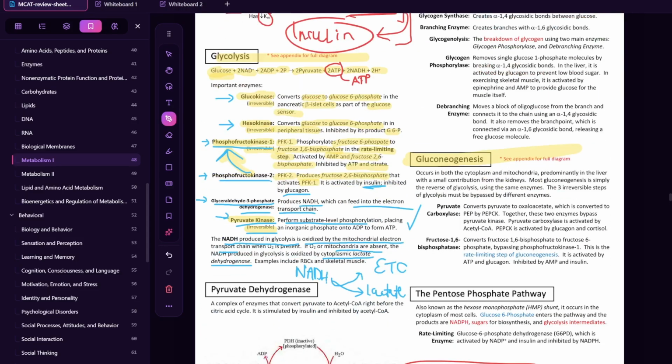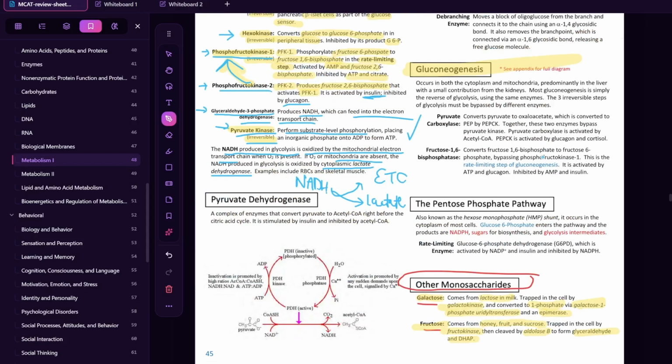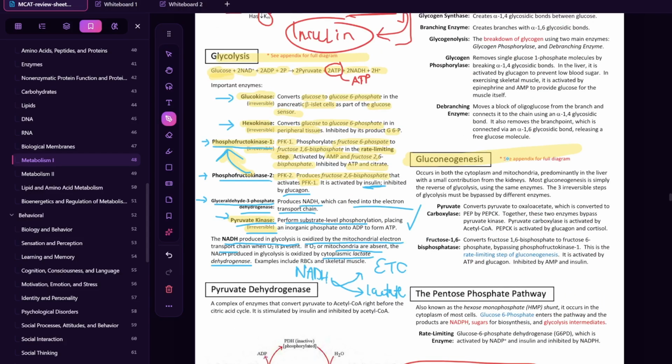Okay, so now we can go over your checking account, your body's checking account. Glycogen. Where is glycogen? And also now we can go into gluconeogenesis, actually, which is the opposite of what's happening. So it occurs in your cytoplasm and mitochondria, predominantly in the liver, with small contribution from the kidneys. Most gluconeogenesis is simply the reverse of glycolysis.